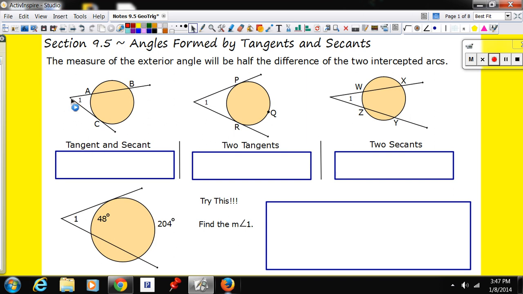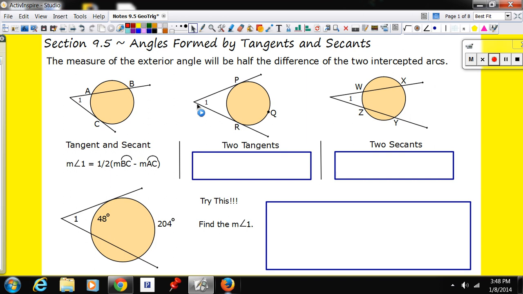So let's say you have a tangent and you have a secant. That's one of each. You're going to take the measure of angle 1. It's going to be half of the bigger arc minus the smaller arc. That's between the angle there. So big arc minus the small arc divided by 2 equals your outside angle. Big arc minus small arc divided by 2, which is times a half, same thing, equals the angle.